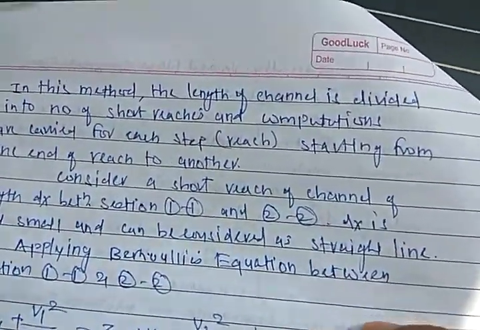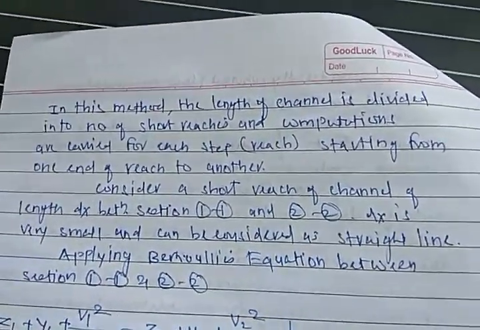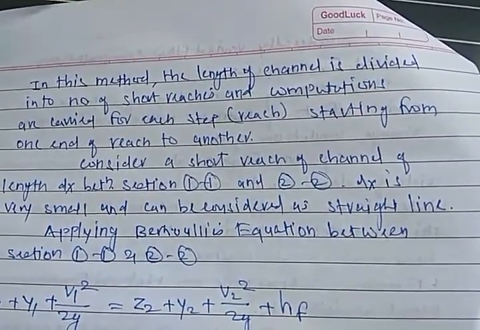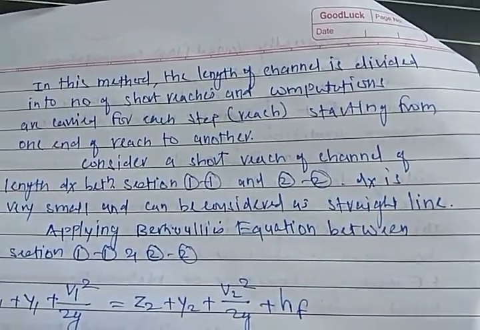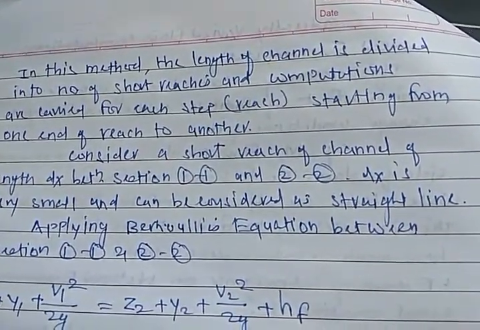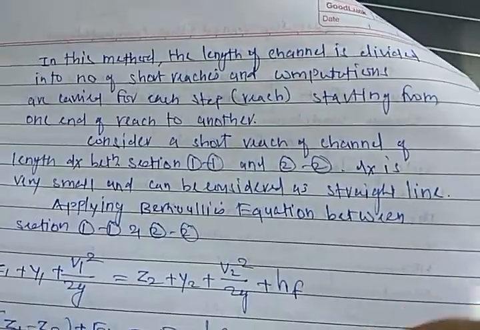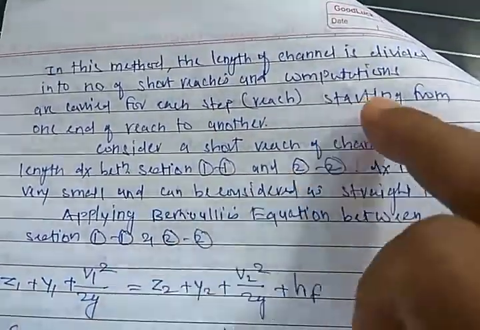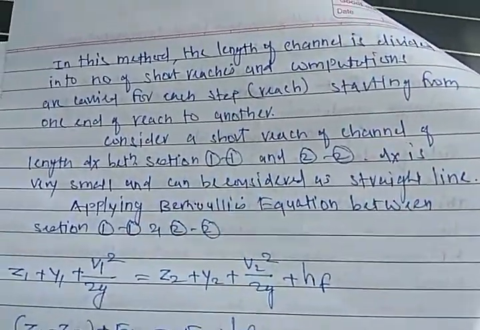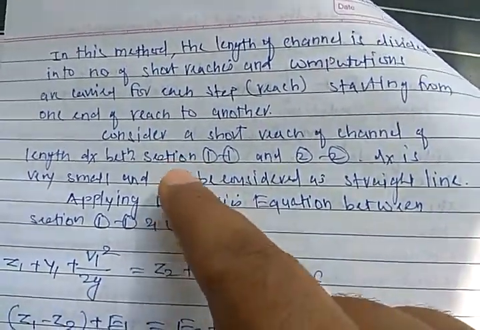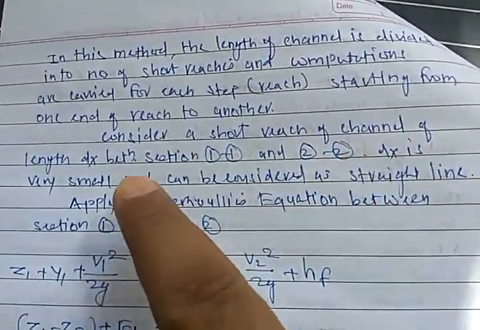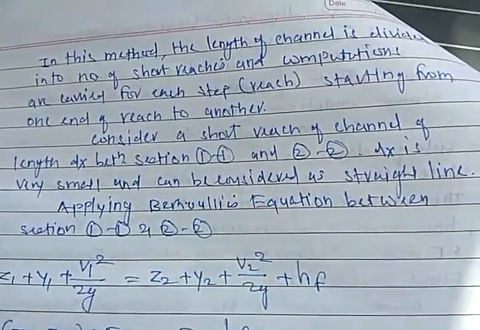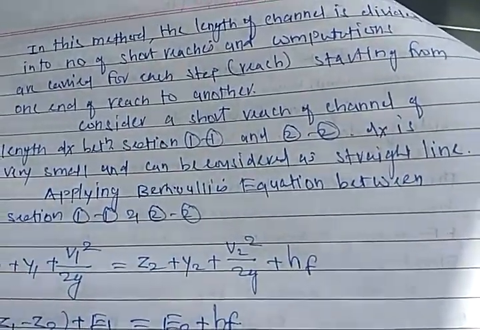Now some theory part of the method. In this method, the length of the channel is divided into a number of short reaches, and computations are carried out for each step. One step is equal to one reach, found at each time, starting from one end to reach the other. So consider a short reach of the channel of length dx between section 1-1 and 2-2. dx is very small and can be considered as a straight line.